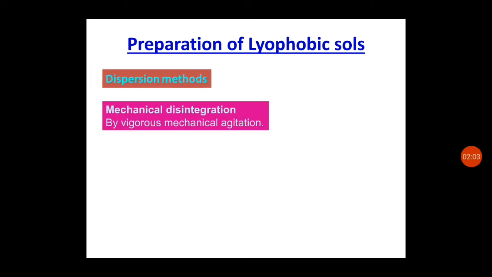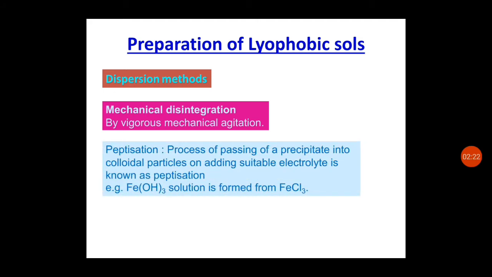Dispersion method means a bigger size particle is broken down into smaller colloidal size particle. First is mechanical disintegration. Mechanical disintegration means manually the particle is broken down by vigorous mechanical agitation. Then peptidization, this is something important. Process of passing of a precipitate into colloidal particles on adding suitable electrolyte is known as peptidization.